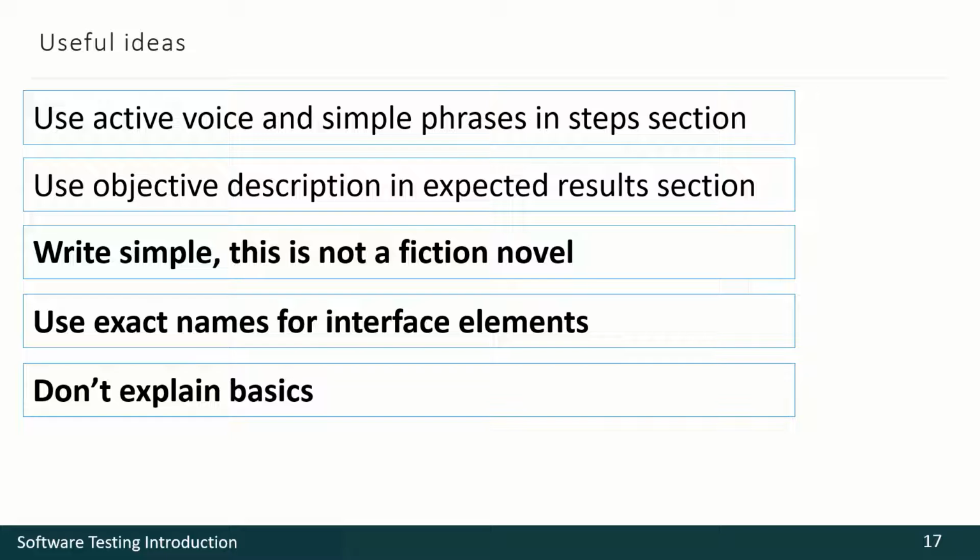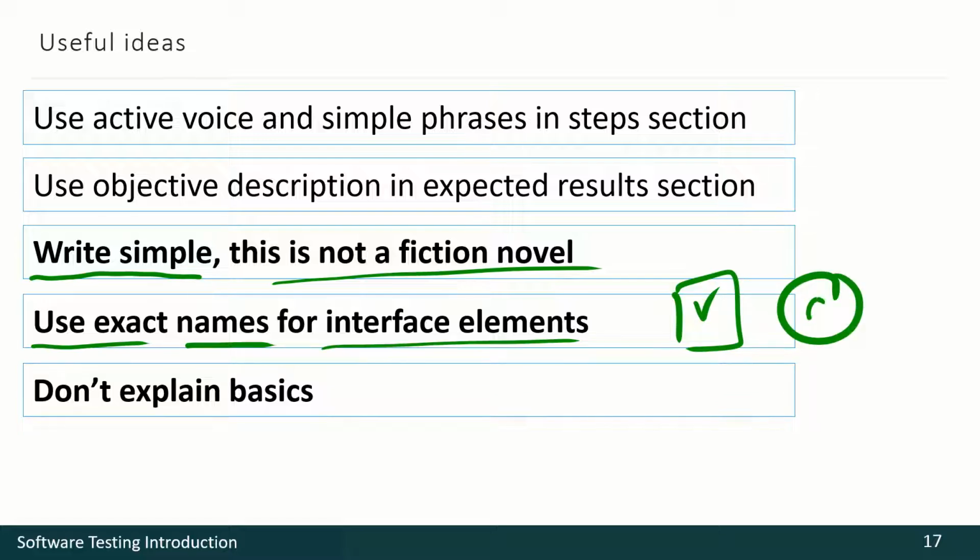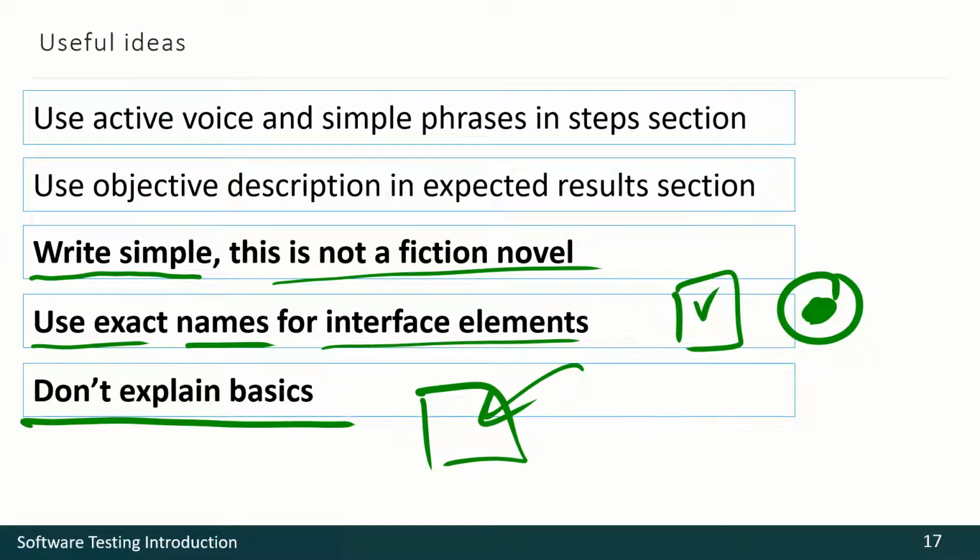And other three simple ideas: write simple, because it's really not a fiction novel, use a simple approach, the simpler the better. Use exact names for interface elements, because usually most elements have names, or even if some element doesn't, you may write what it is. Maybe it's a checkbox or a radio button or something like that. By the way, do not confuse one with another, and don't explain basics like how to click a button or something like that, because we are hoping that the person executing your test case has basic computer knowledge.